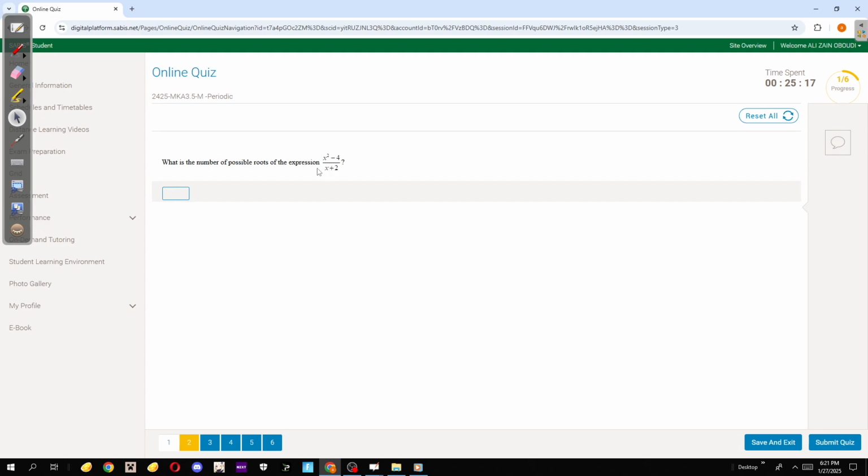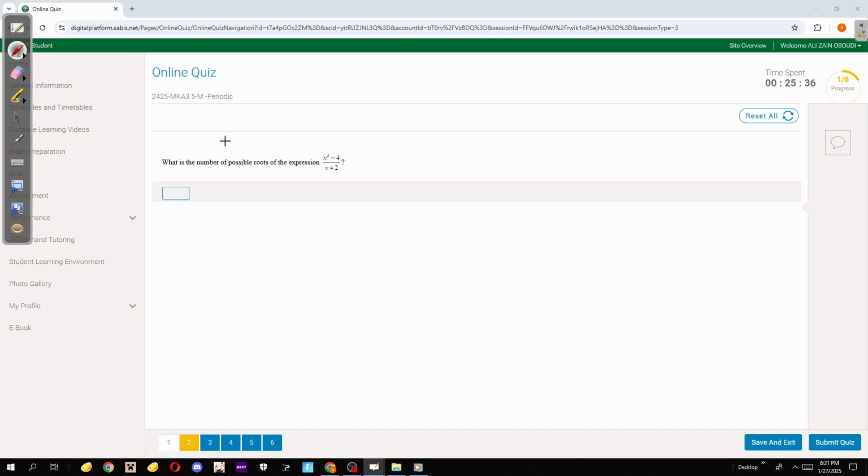What is the number? Here, a root is a value of x, or whatever the variable is, that can make the denominator equal to 0. So you only have one equation as the denominator, which is x plus 2. So it can only have one root.